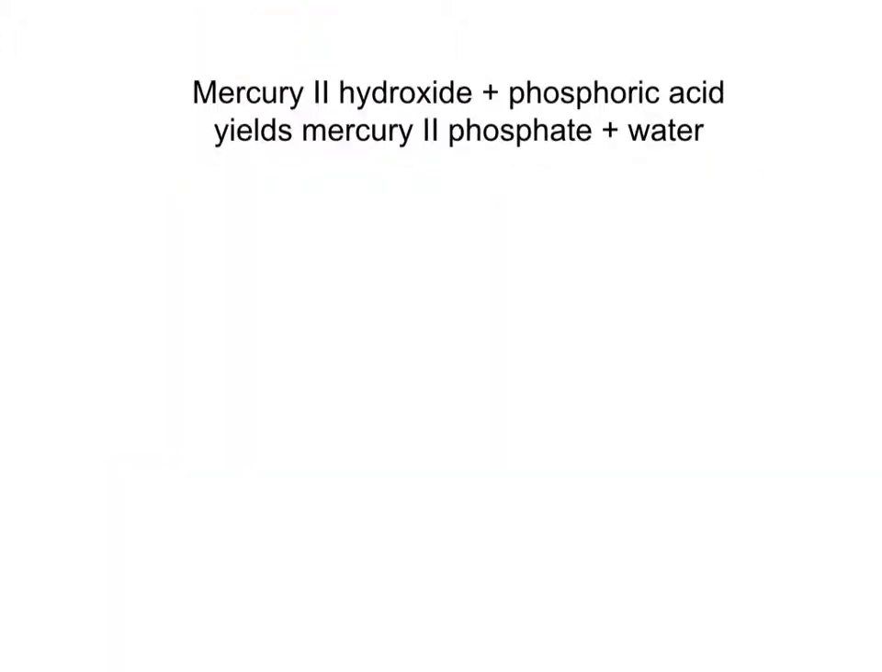Okay, everybody, so this one is a little trickier. So we've got Mercury II hydroxide. So if Mercury has a 2 plus charge, we're going to need 2 hydroxides to balance that out. Then plus phosphoric acid. So I don't have the prefix hydro in the front here, so it's just going to be my phosphate ion, PO4, and it has a charge of 3 minus. So since it has a charge of 3 minus, I'm going to need 3 hydrogens with positive charges to balance those out. Yields Mercury II phosphate.